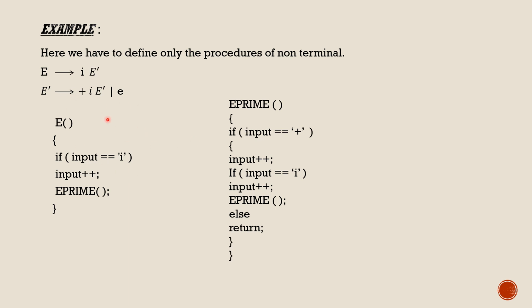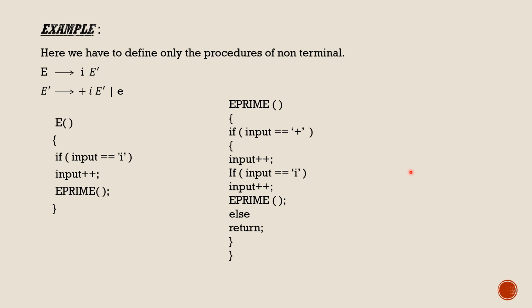Now we can observe through this program: if the input is a non-terminal, then we have to call the function again. If the input is a terminal, we have to increment the input pointer. We can observe that this program works as a recursive descent parser, and otherwise it returns to the program. This is about the recursive descent parser.